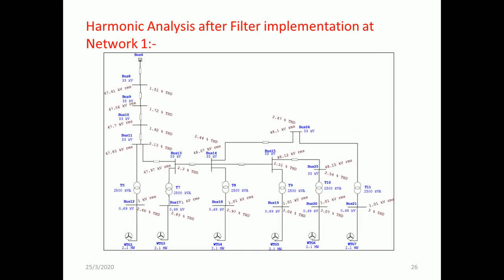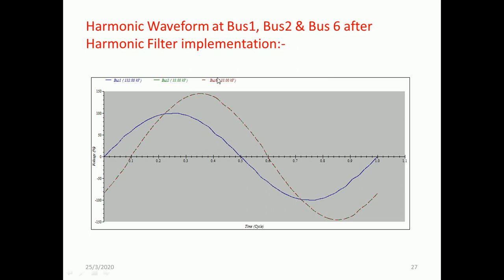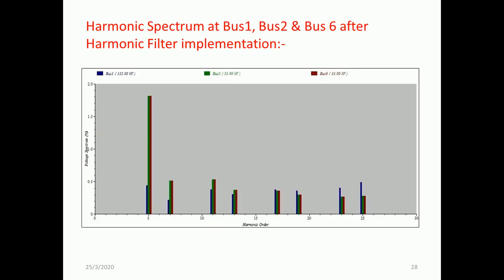You can observe that after the implementation of the harmonic filter, in the harmonic analysis at network 1, at various buses now, as compared to the previous harmonic waveform without filter, this waveform is much more sinusoidal, so it's an indication of good power quality. You can also observe that the range of the spectrum has also reduced.